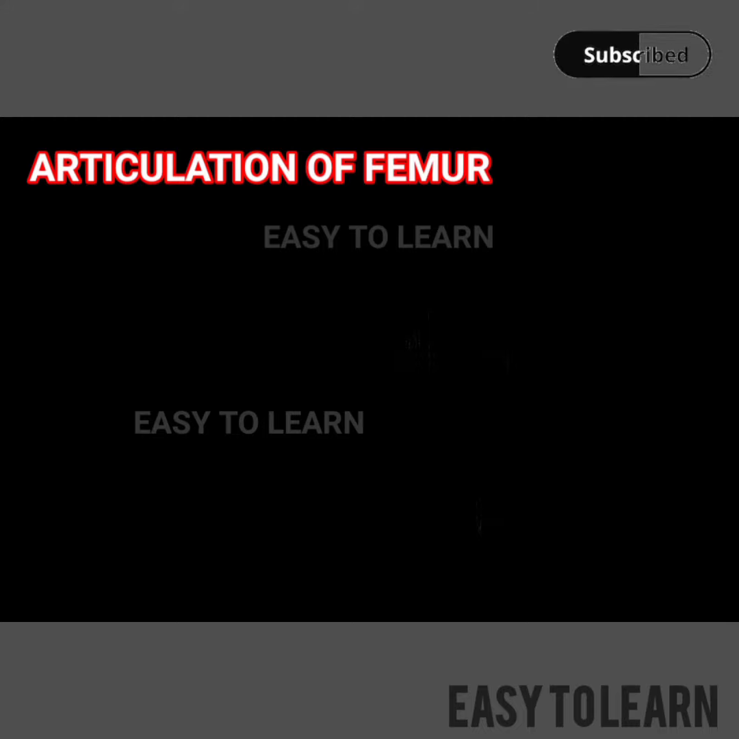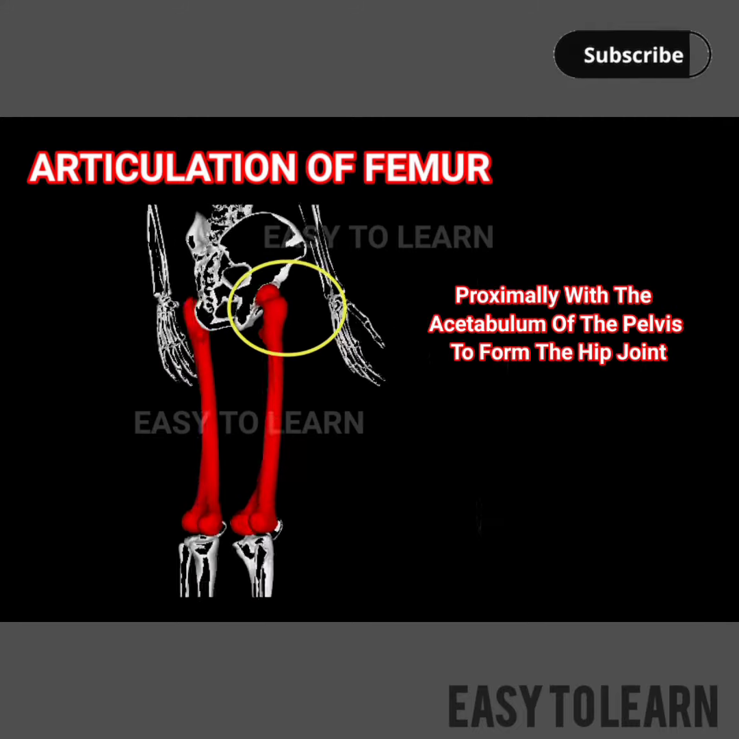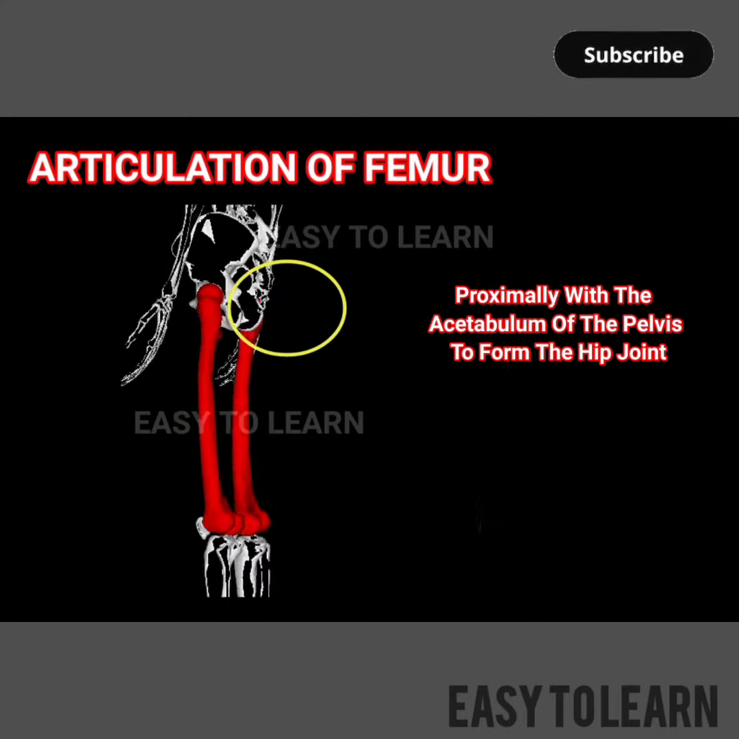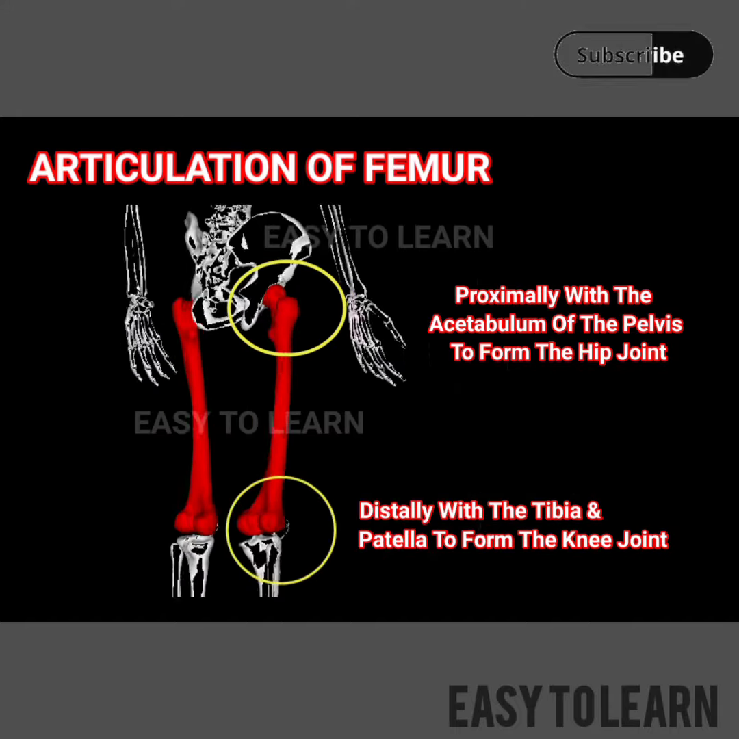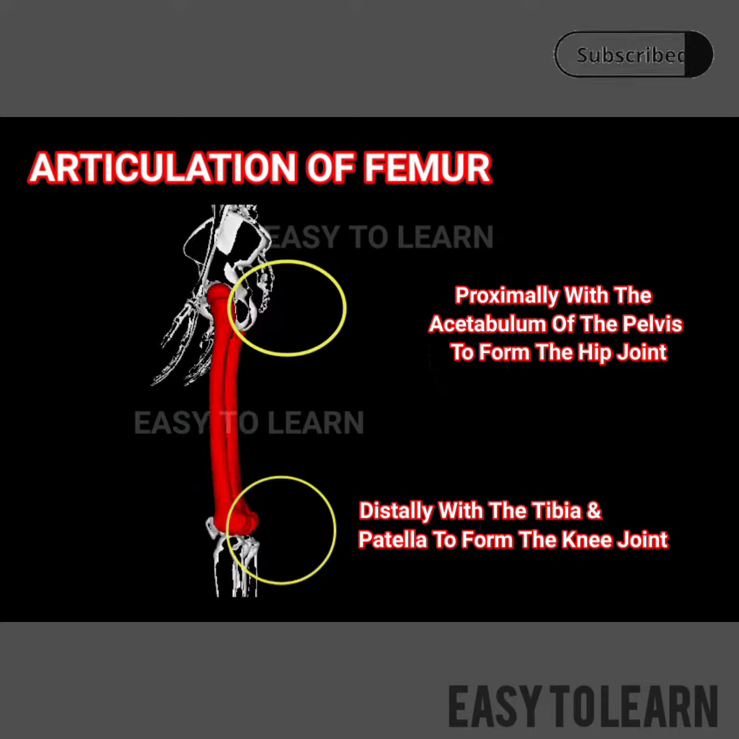Articulation of femur. Proximally, it articulates with acetabulum of the pelvic bone to form hip joint. Distally with the tibia and fibula to form knee joint.